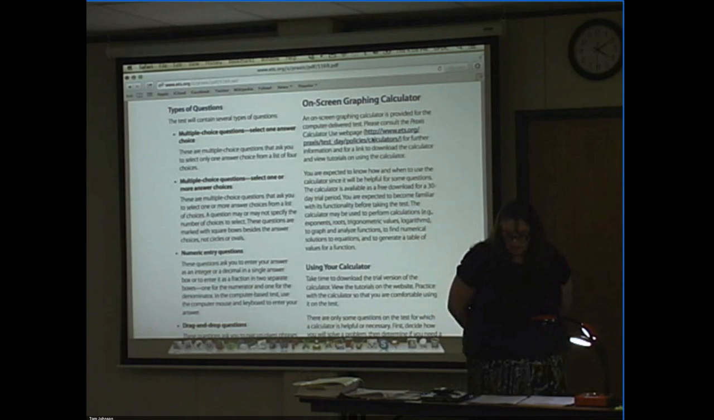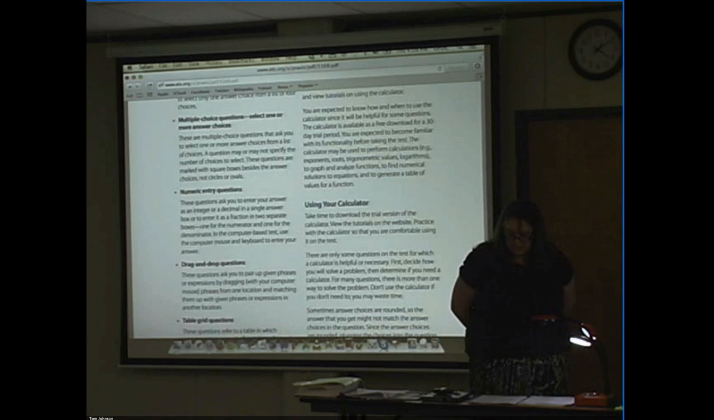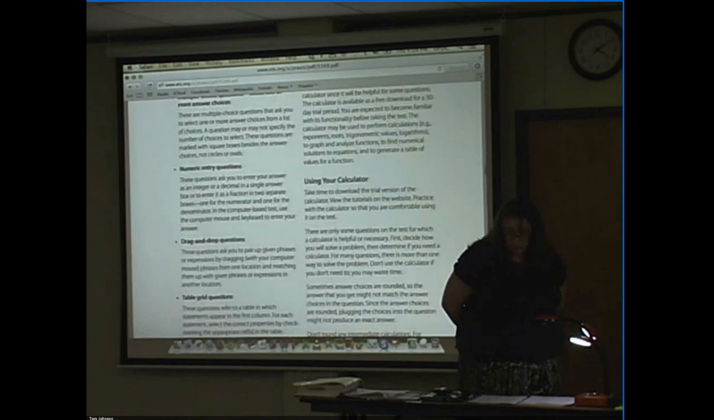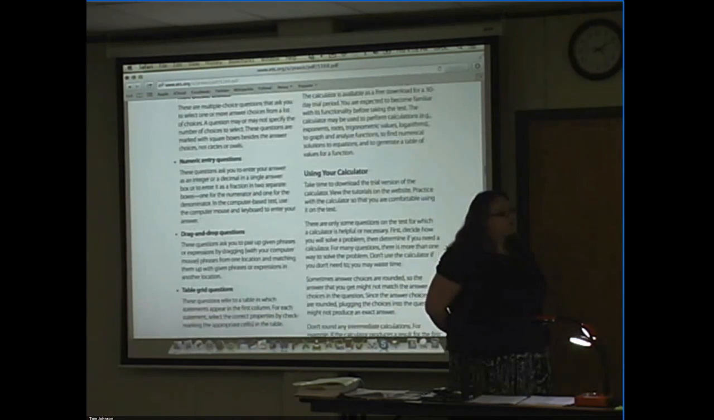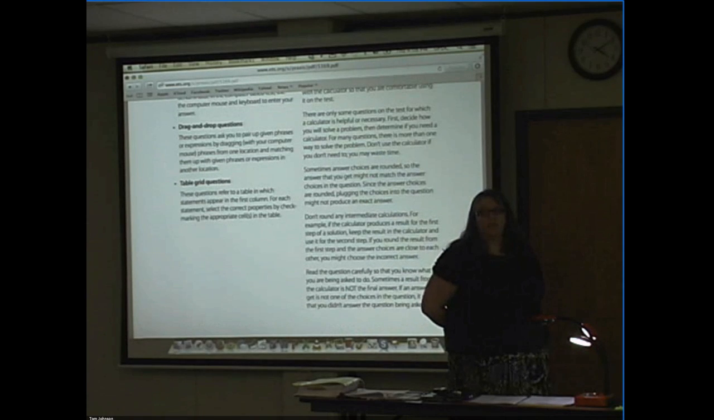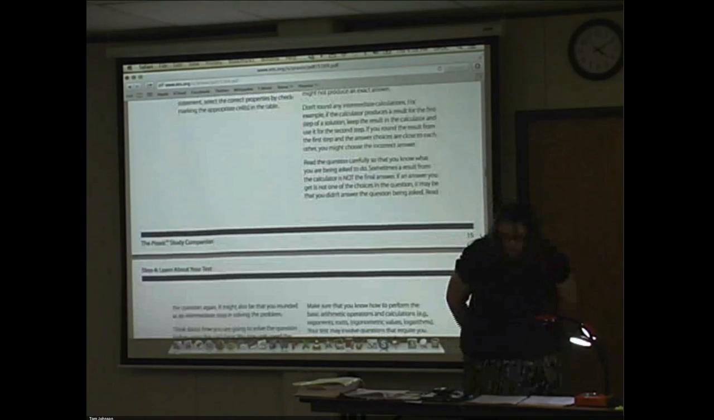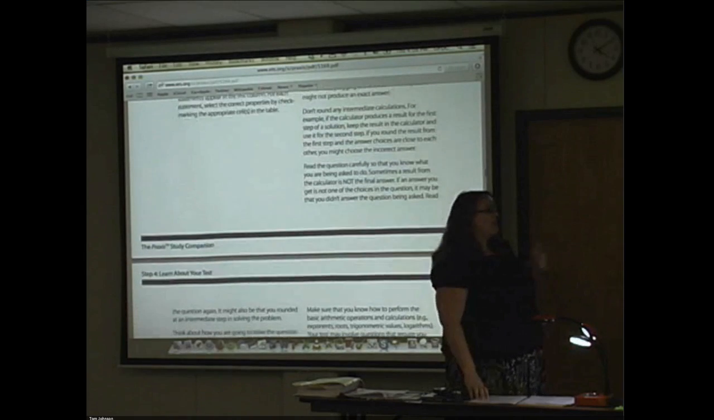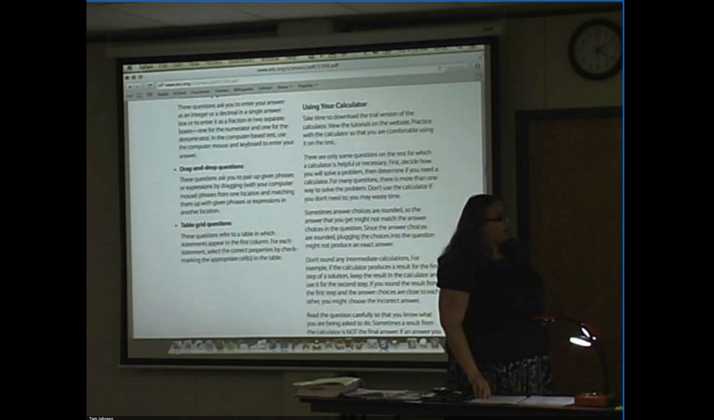Now the calculator can be used to perform all different kinds of operations. It can also be used to graph and analyze functions, to find solutions to equations, and to generate a table of values. So there's a help manual that goes with it. Read through that, play around with it, experiment with it. That's the best way to learn about a calculator, is to go ahead and play around with it a little bit.